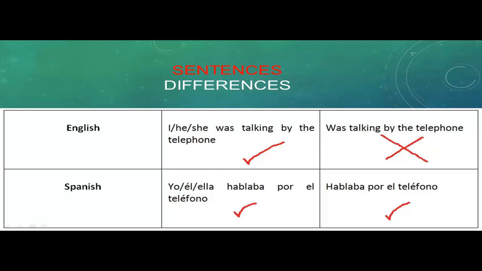The second difference that we find in English and Spanish sentences is that in Spanish the subject is not necessary and could be implicit in the sentence, contrary to English, where the subject is necessary in the sentence.